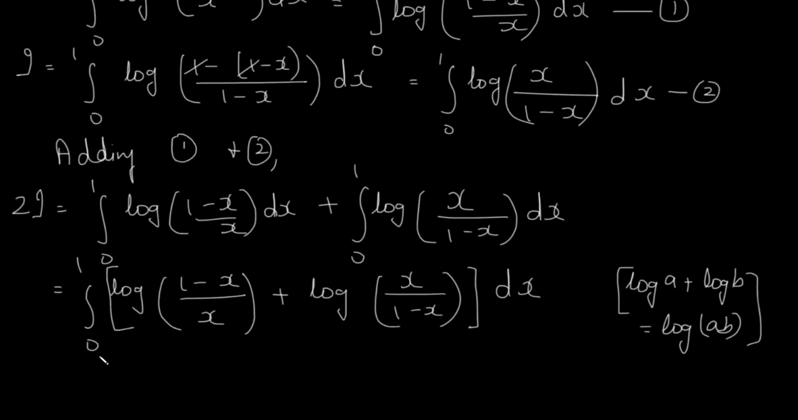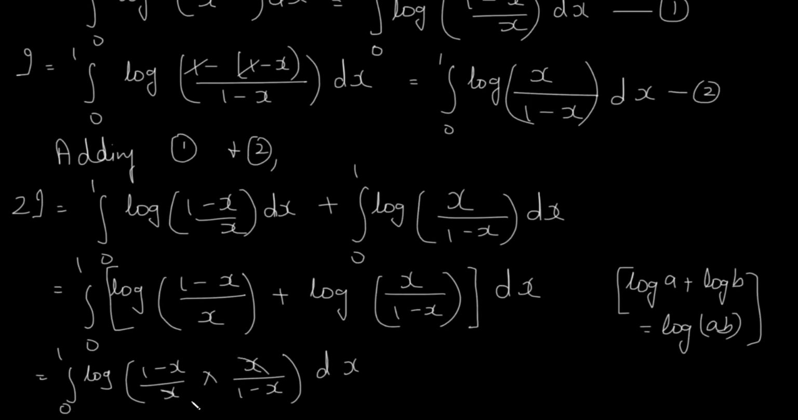Okay, so this is the property that we are going to use over here. We combine both the logs. So we get the integral from 0 to 1 of log of (1 minus x upon x) into (x upon 1 minus x). So we combined both the logs together.